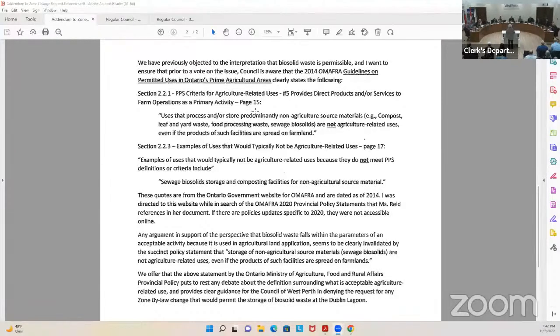outlined in that policy. So I submit that the above statement by the Ministry of Agriculture puts to rest any debate about the definition surrounding what is acceptable agricultural use and provides clear guidance for the Council of West Perth in denying the request for any zone bylaw change that would permit storage of biosolid waste at the Dublin Lagoon. I'd also like to acknowledge, as Council has, that we've had outstanding support from our citizens.